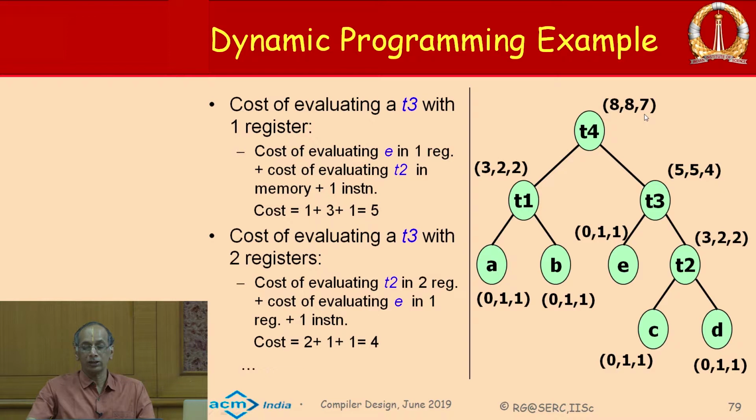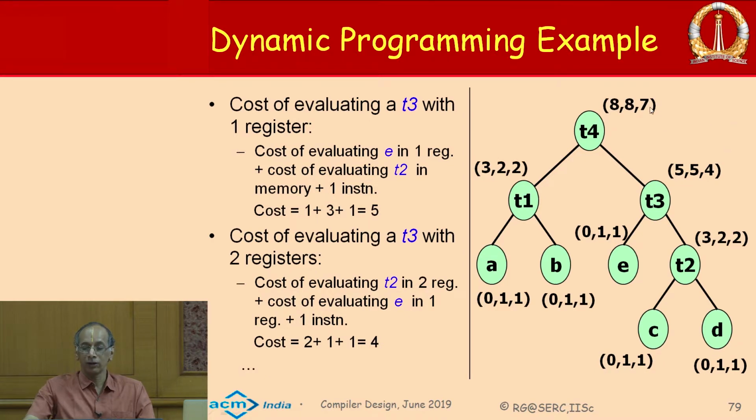Let us look at how we get 7. You give 2 registers to this and 1 register to this. When you give 2 registers to this, you can first evaluate this particular subtree and then release all but 1 register and then use that register to evaluate this. That can be done, isn't it? And when you do that, it is 4 plus 2, 6, plus 1, 7, that is the minimum cost. Again, here you will save all the patterns. For 8, what is the pattern? 1 here, 1 here. For 7, what is the pattern? 2 here and 1 here.